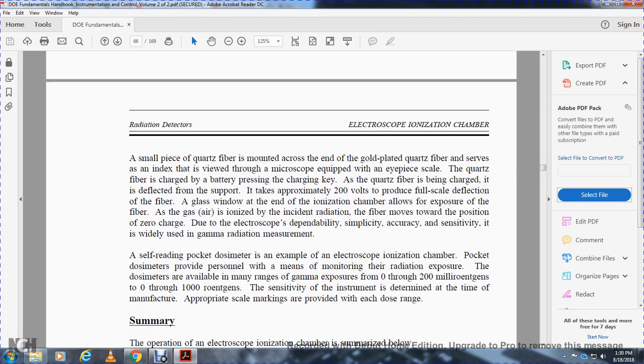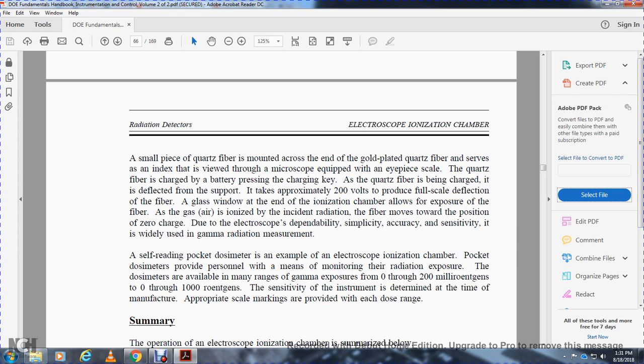A small piece of quartz on the end of the gold plated support holds the quartz fiber, which is observed at the end of the view of the microscope against the eyepiece scale. When the quartz fiber is charged, it deflects from the support, and it takes about 200 volts to produce full scale deflection. The glass window over the end of the ionization chamber allows full exposure of the fiber. Gas ionization by the incident radiation moves the fiber toward the zero charge position.